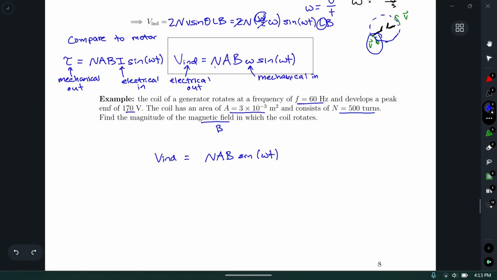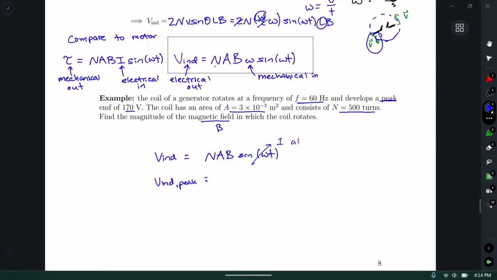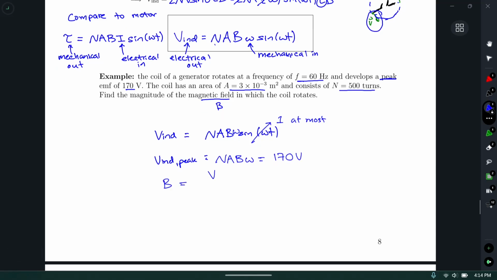So one thing that's worth noticing is that it says peak EMF. What's the largest this can be? At most, sine can be 1. It goes between -1 and 1. So we'll say this is 1 at most. And so best case scenario, the induced EMF we're getting out is NAB. Whoops, I forgot my omega right here. NAB omega. And we're told that that is 170 volts. If we solve for the magnetic field, it is that peak EMF over the number of loops times the area of each loop times the rate of rotation, the angular speed.